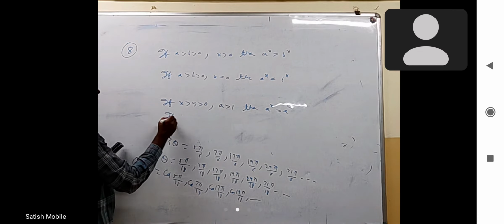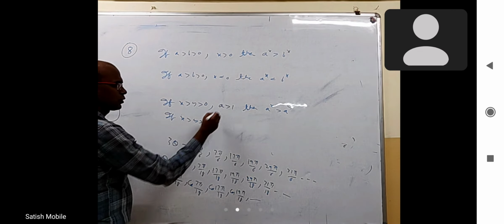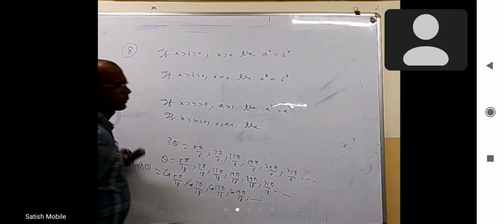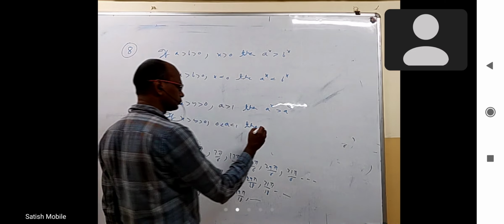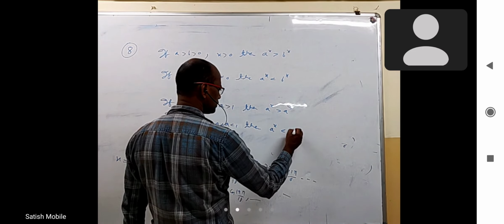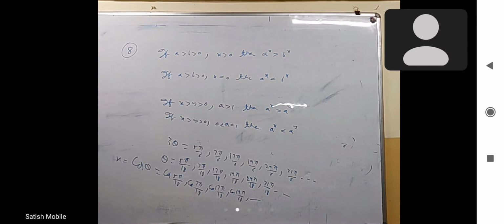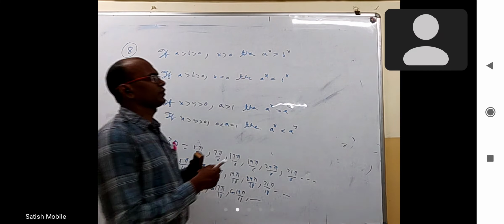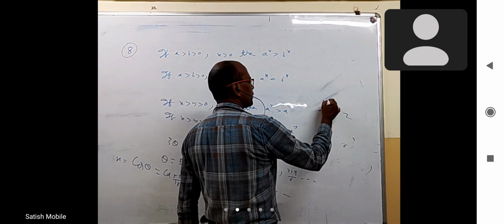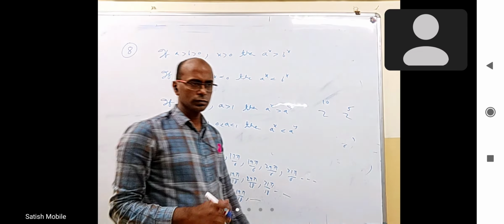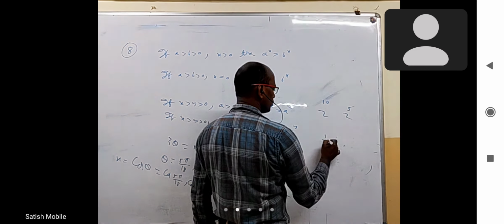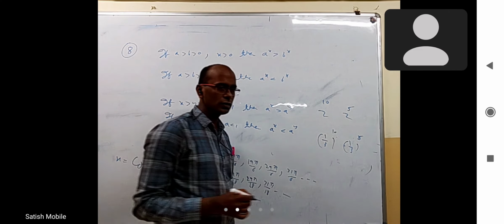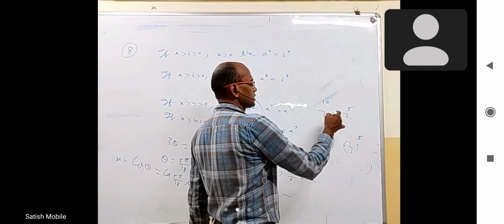What if x is greater than y greater than 0, but A is not more than 1, it is between 0 to 1? Then what happens? A power x will be less than A power y. It is simple common sense, nothing much. For example, if I take 2 power 10 and power 5, which is greater? 2 power 10. But if I take 1 by 3, power 10 and power 5, which will be greater? Power 5 will be greater. Here this is greater, here this is smaller.